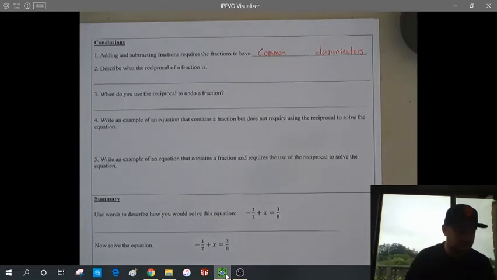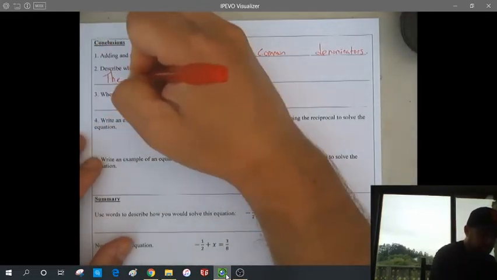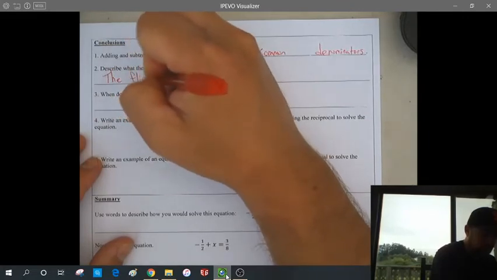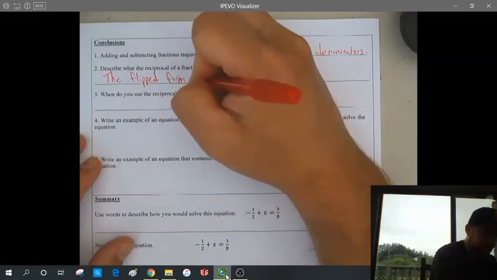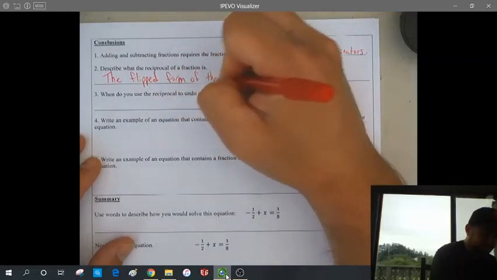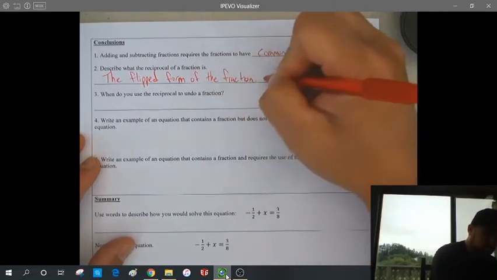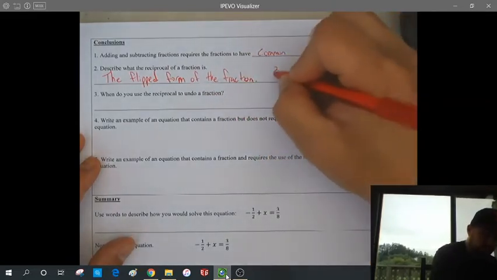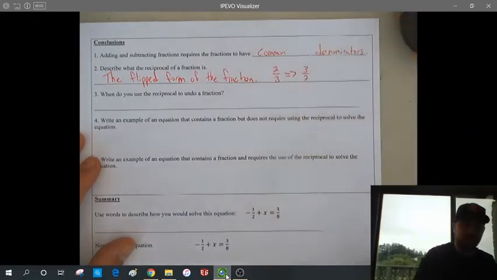Describe what the reciprocal of a fraction is. So it's the flipped form of the fraction. So for example, 2/3, the reciprocal of that is 3 over 2.